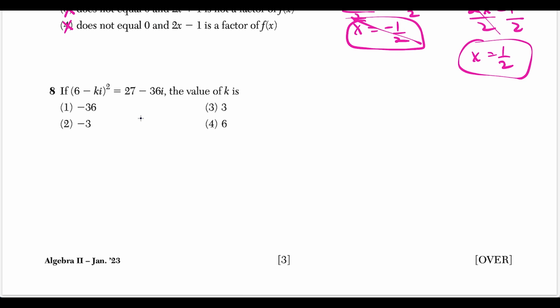Question 8, we have some tricky algebra to do to solve for the value of k. And I would start this by expanding the left side. So we have (6 minus ki) squared, which we could expand like this: 6 minus ki times itself. And that's equal to 27 minus 36i.